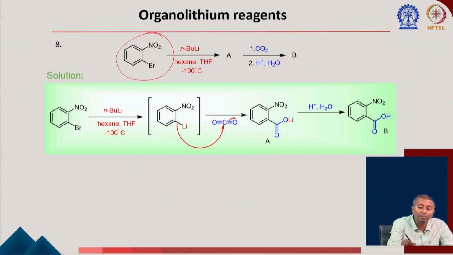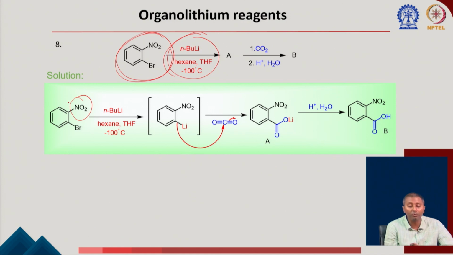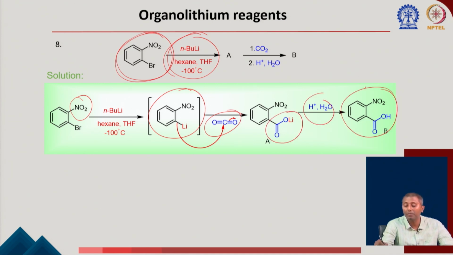Once you have this aryl bromide and you treat with n-butyl lithium, you can see we are using minus 100 degrees Celsius. Why? I already told you that if you have a functional group like nitro and you want to keep it inert, then you have to do the reaction at very low temperatures. In that case you only go for the metal halogen exchange, and this lithium at the ortho position of nitro will be stabilized. So that can react with CO2 to form the corresponding carboxylate. After it is treated with H3O+, it is going to form ortho-nitrobenzoic acid.